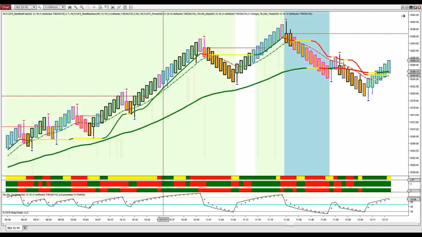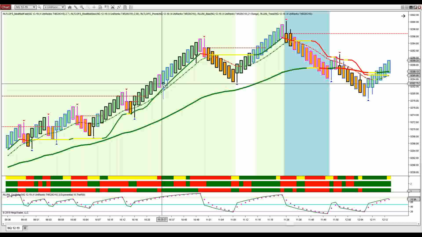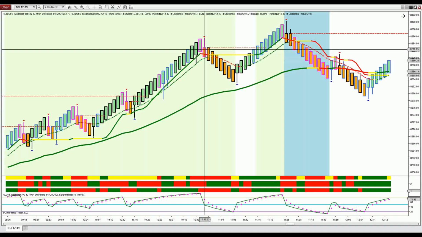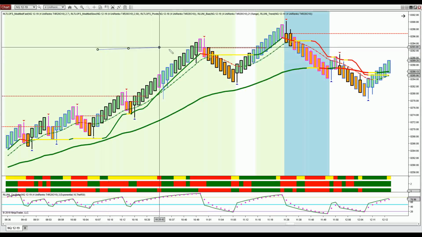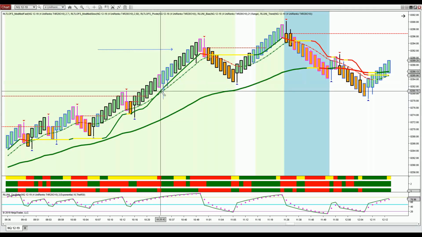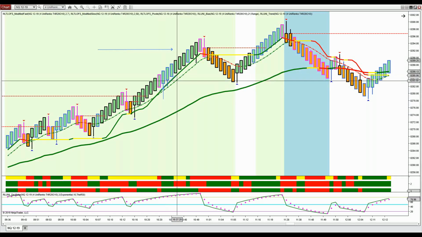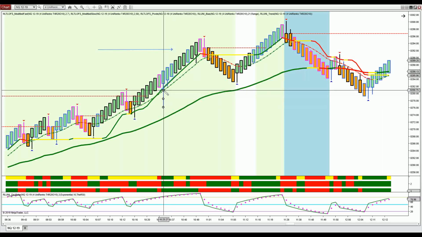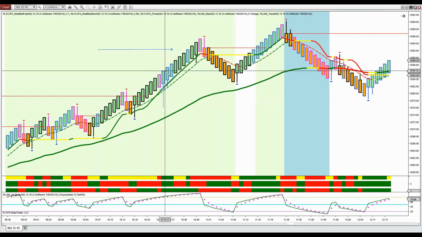Here's entry number 1, and that is the pullback right here. Any wick that pulls back to support in a confirmed uptrend, green background, order flow stochastic and momentum, the trend is separating from the 15, meaning that volatility is increasing, gives you an entry and a move to the upside.